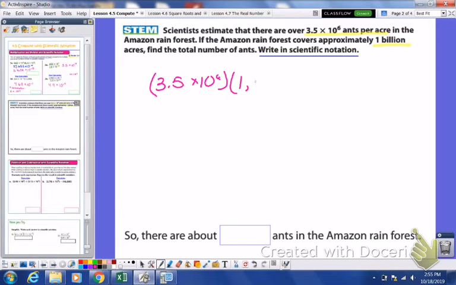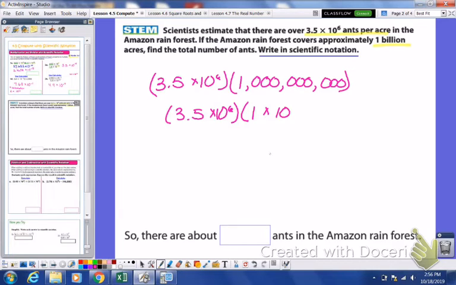1,000 million and billion. Now that's a lot of zeros to think about. So I'm going to rewrite this as 3.5 times 10 to the 6 times 1 times 10 to the billion. If our zero is here, it'd be 1, 2, 3, 4, 5, 6, 7, 8, 9 to get our decimal there. So times 10 to the 9.